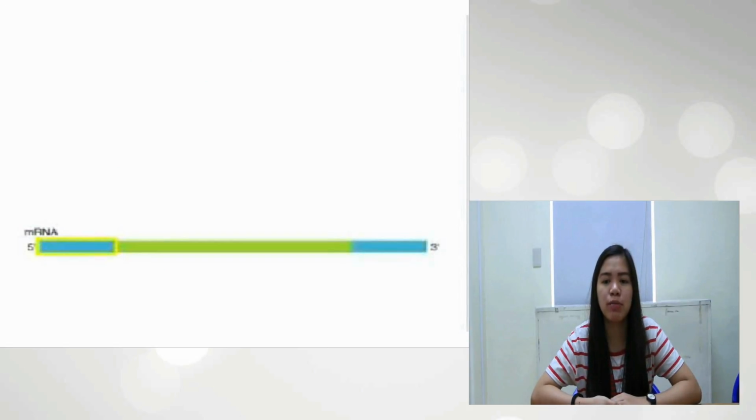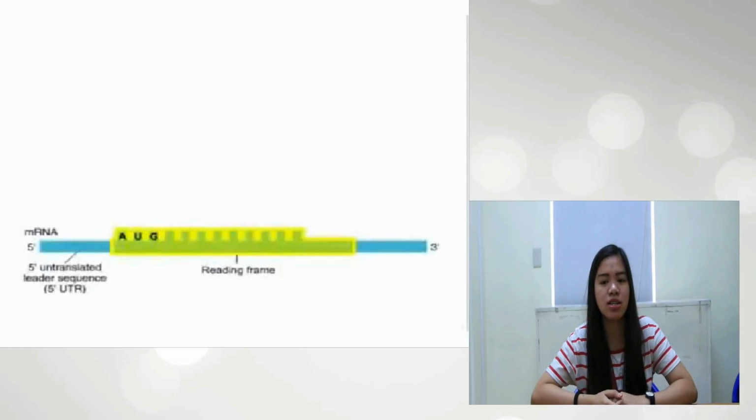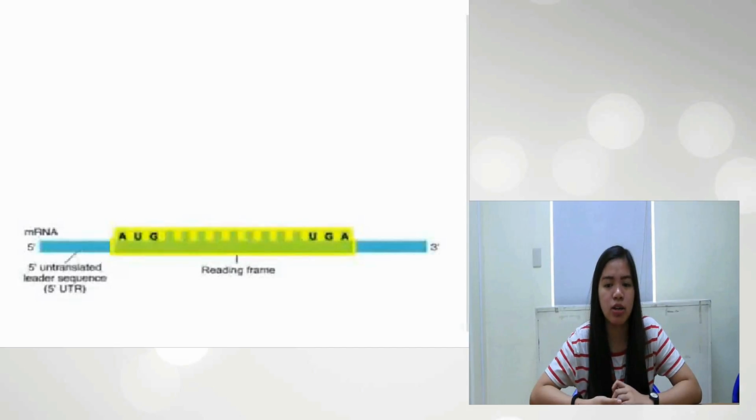The portion from the 5' end to the translation start codon is the 5' untranslated leader region, more simply called the leader. The central portion is called the reading frame. It commences with the start codon AUG, followed by a series of 3-nucleotide codons, each of which specifies an amino acid, and it ends with one of the stop codons UAA, UAG, or UGA. The final portion of the mRNA consists of the section from the stop codon to the 3' end, called the 3' untranslated trailer sequence, more simply called the trailer.